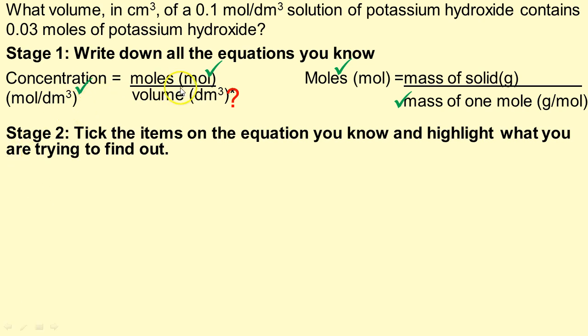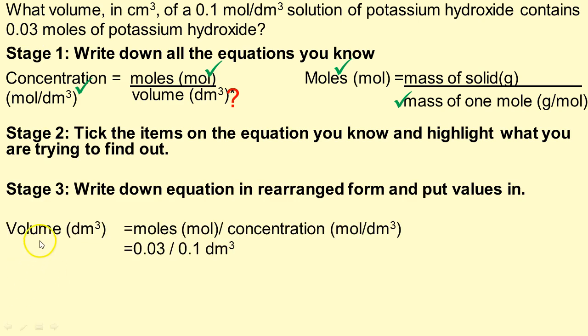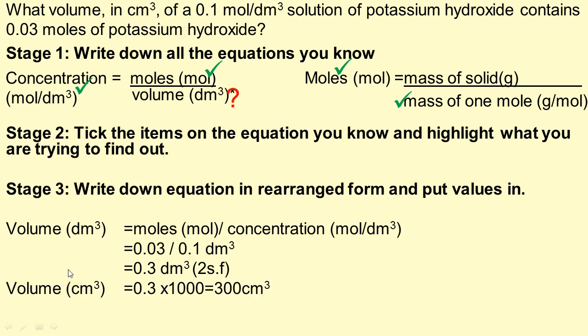So the equation on the left, we have your concentration and the number of moles. So from these we can work out the volume of a 0.1 mole per decimeter cubed solution which contains 0.03 moles. We need to rearrange this equation to say volume is equal to moles divided by concentration. 0.03 moles divided by 0.1 gives us 0.3 decimeters cubed. The question has asked for volume in centimeters cubed, so we need to multiply that by 1000 to obtain a final volume of 300 centimeters cubed.